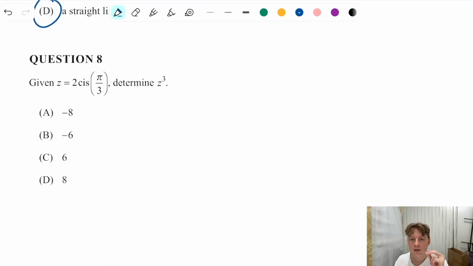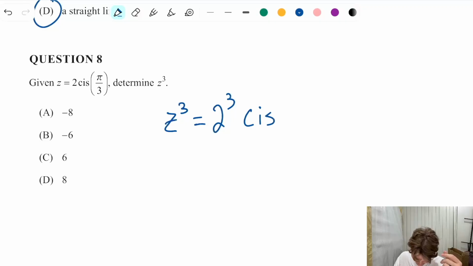Given Z equals 2 cis pi on 3, determine Z cubed. Oh, great question. Okay, this is just De Moivre's theorem. So I get Z cubed is equal to, I'll write the whole thing out, 2 cubed cis, which is the same thing as e to the I theta, in case you guys haven't seen cis notation.